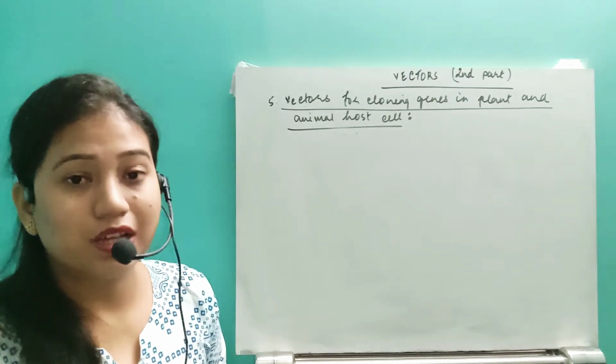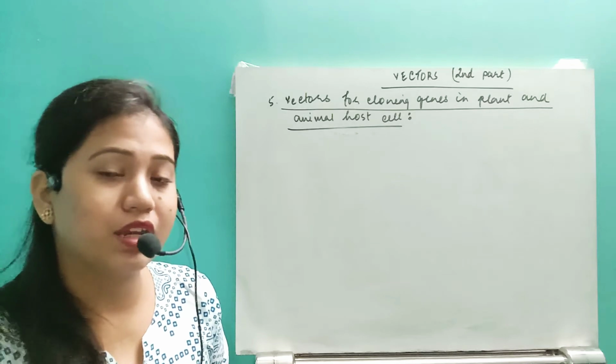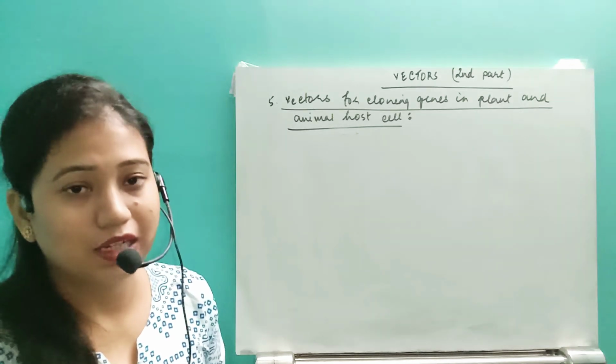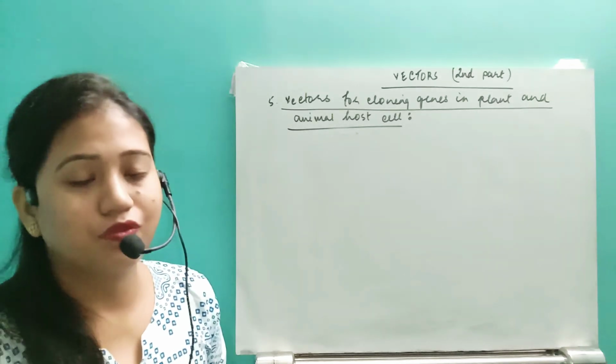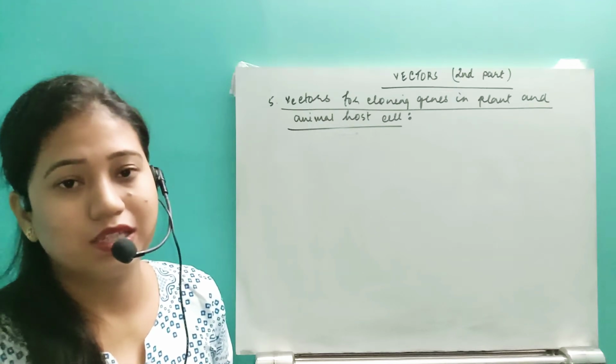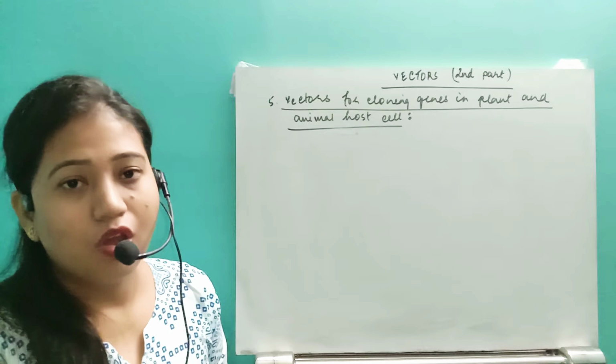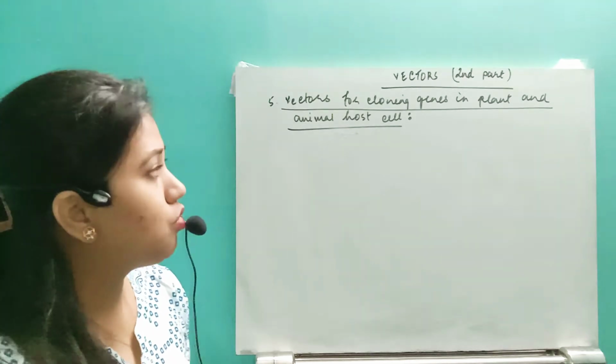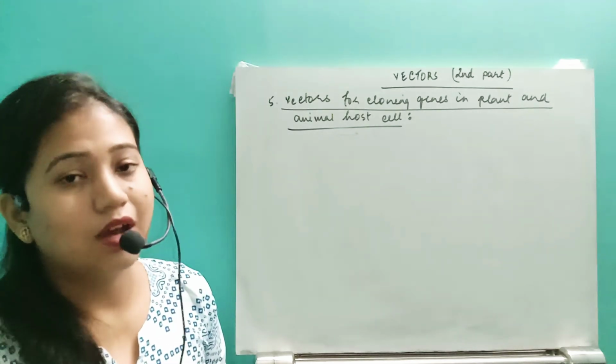Second one we discussed is the ROP. The third one we discussed is the selectable marker, and the fourth, which we completed in the last video, is the recognition site or the cloning site. So these four parts we have discussed.